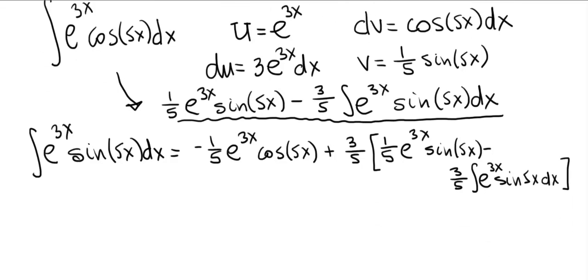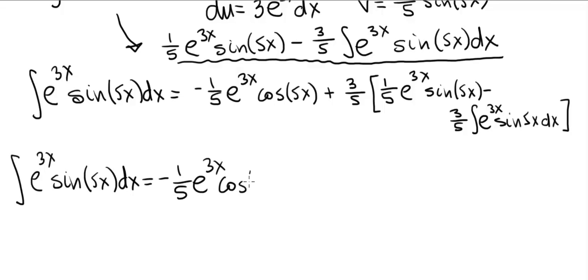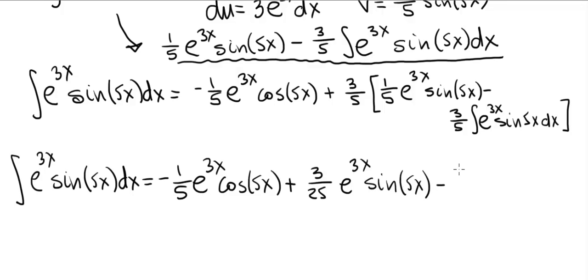Let's simplify this. The original integral is on the left. It's e to the 3x times sine of 5x equals minus 1/5 e to the 3x cosine 5x plus 3 over 25 e to the 3x sine 5x minus 9 over 25 times the integral of e to the 3x sine 5x dx. Well, you think now that we have the same integral on the right as we do on the left. Seems like we've got nowhere.